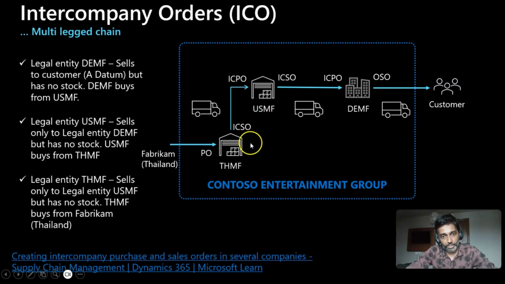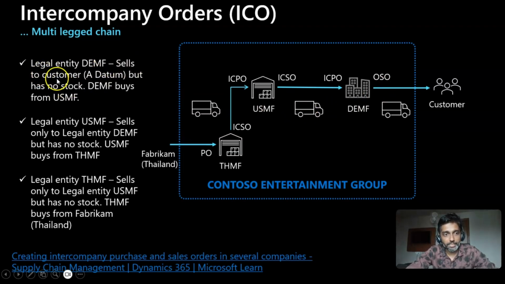The critical aspect here is you need to understand the complete chain. What is the original sales order, where we need to build this trading relationship, which is the parent company, which is the buying company and which is the selling company. Once you have established those trading relationships across the entire chain, then multi-legged intercompany orders are pretty easy to handle, right? So that's what I have listed here also.